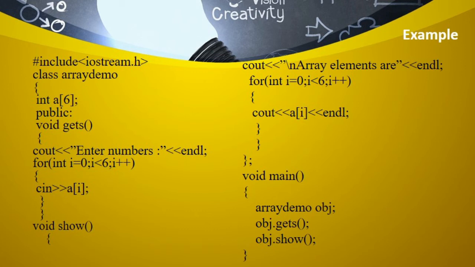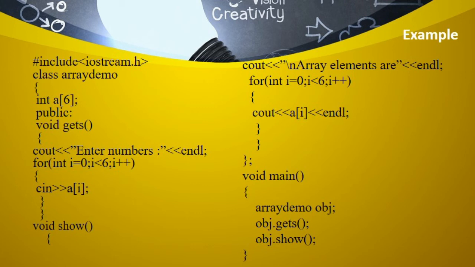The first statement of the program is header file inclusion. So the header file is included. The next statement is creating a class with the name array demo. Within the class, an array variable is declared. So within the class we can also declare an array variable. Two member functions are declared and defined inside the class itself. The first member function is getS, and the second member function is show. Both member functions are defined inside the class itself.